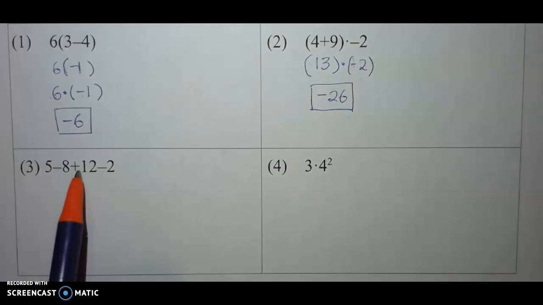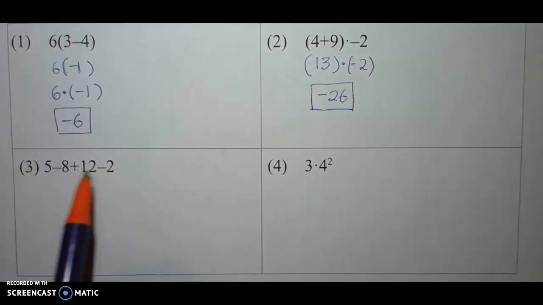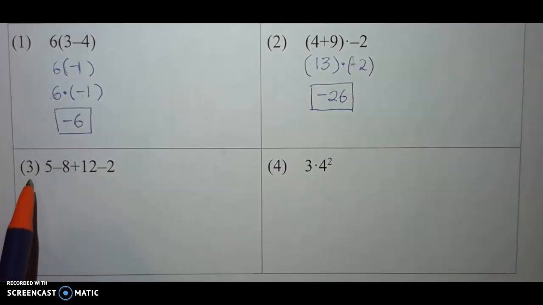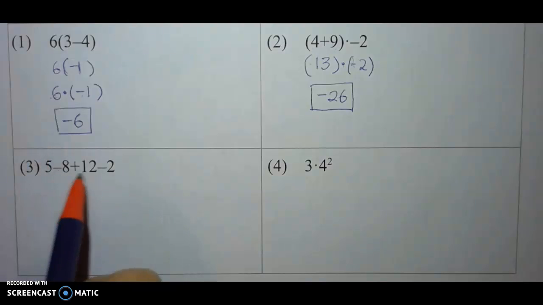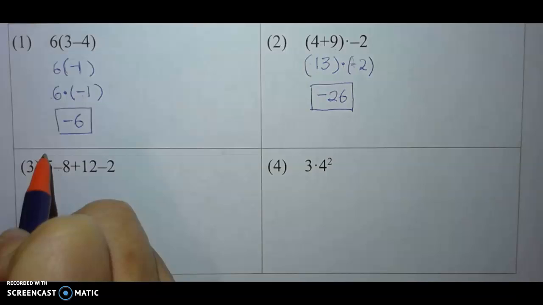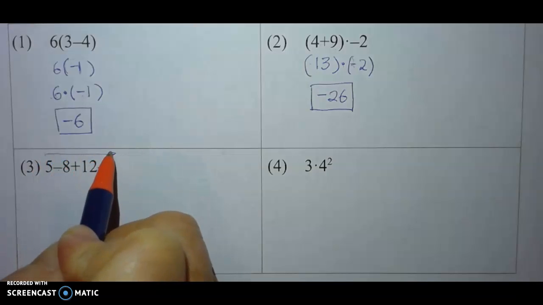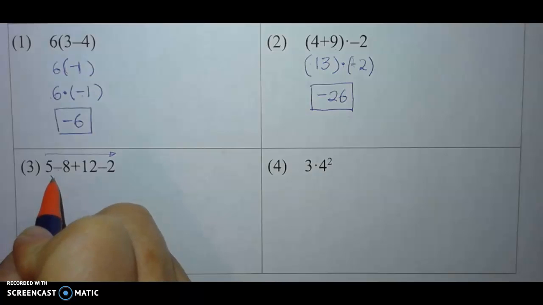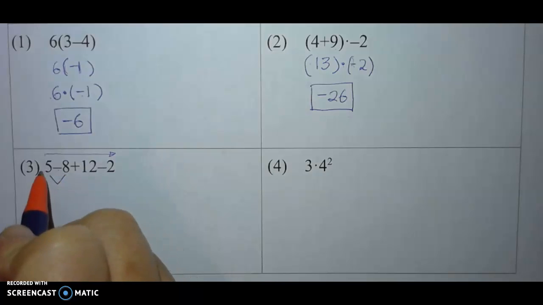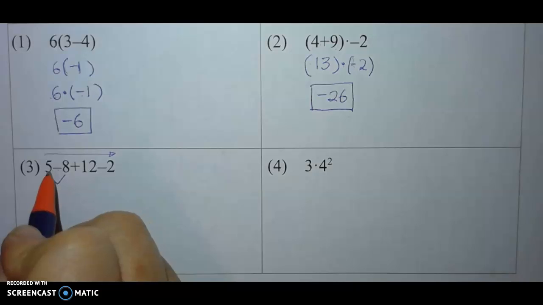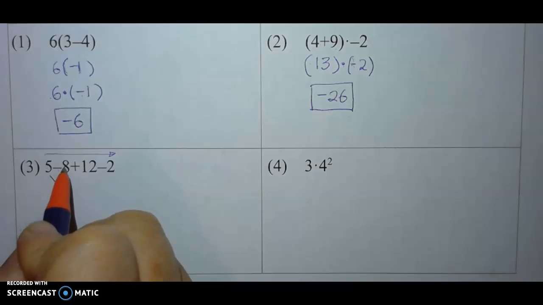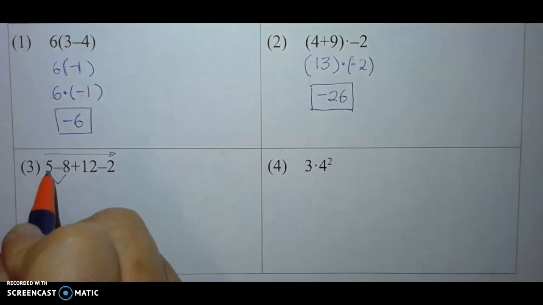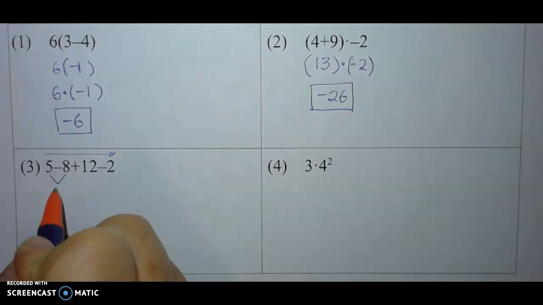We have subtraction, addition, and subtraction. Well, they're all in the same order, isn't it? Addition, subtraction, it's in the same level. That means we just need to go from left to right. So we need to evaluate from 5 minus 8. What's 5 minus 8? We're adding two numbers with different signs, so we are going to find the difference between 8 and 5. 8 minus 5 is 3.